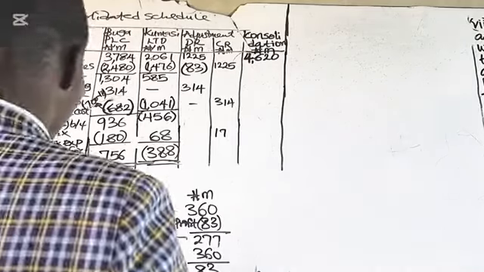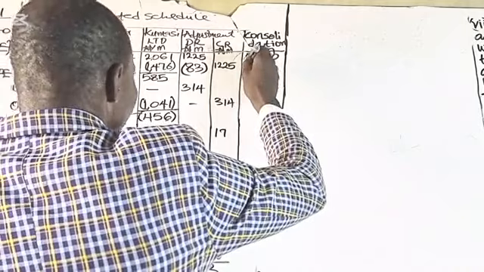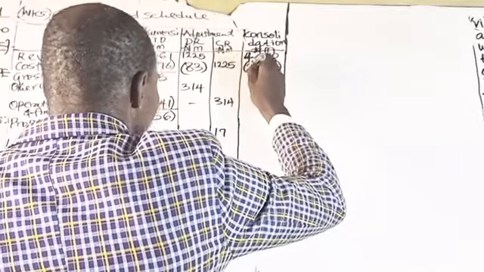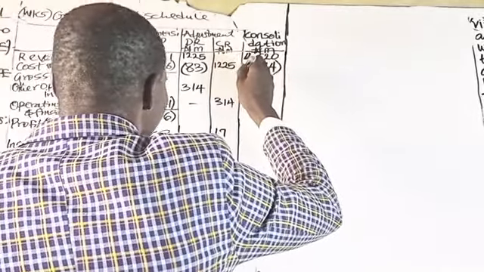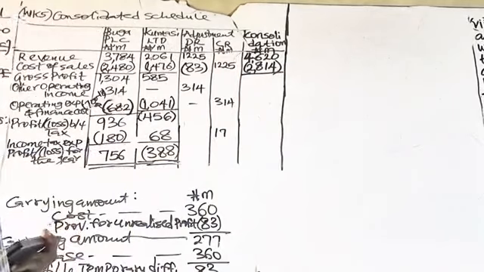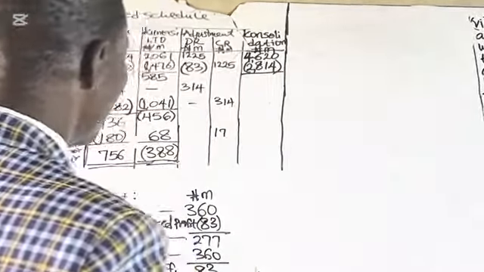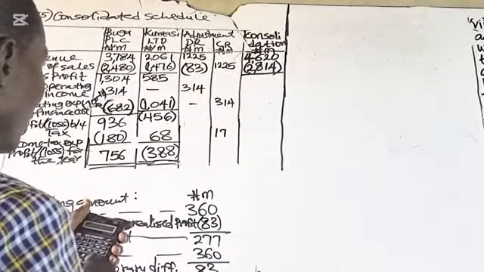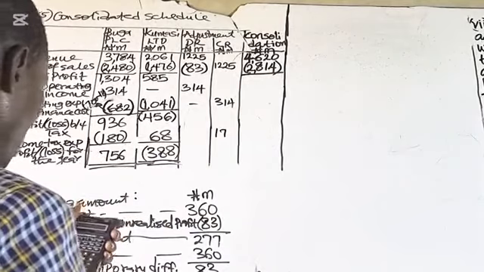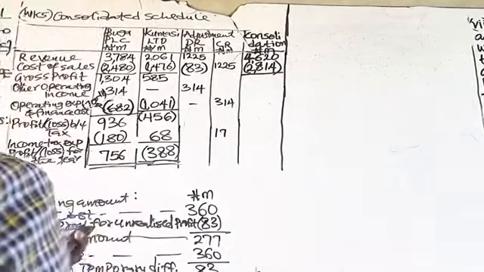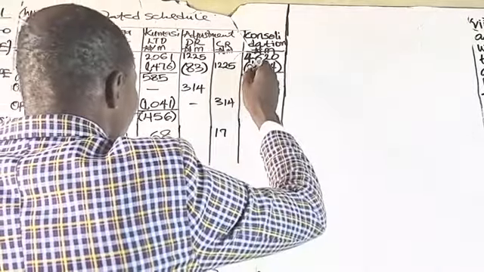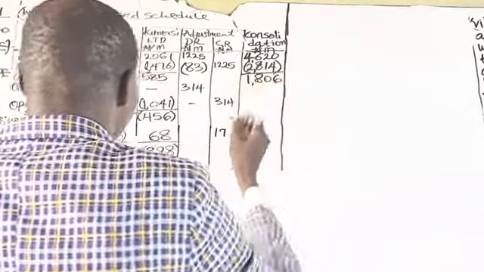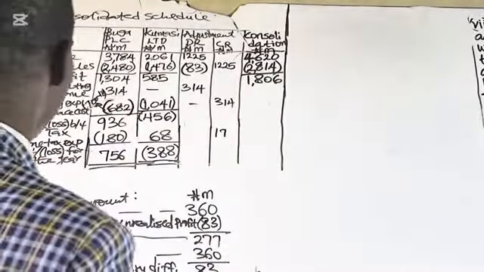So you have 2814 as the cost of sales. This is the amount of cost of sales that will appear in the consolidated statement of profit or loss. If you subtract that from 4620, then you have the gross profit of 1806. Then we have other income.